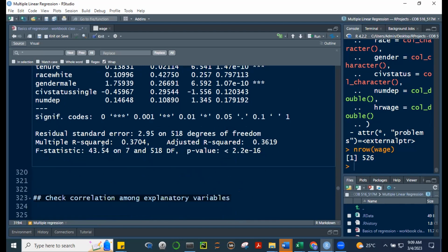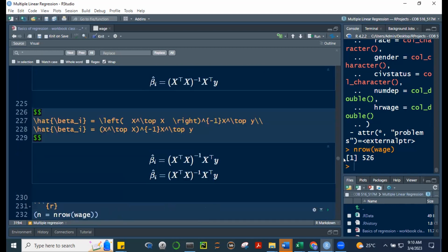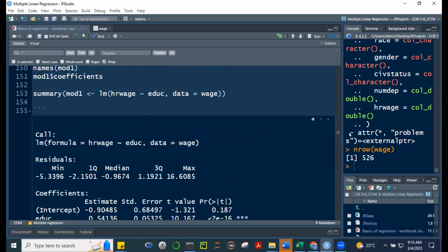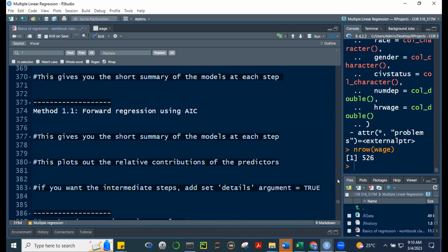This one. Multiple R squared and adjusted R squared. So what does this tell us? Our first model, the simple linear regression, has a multiple R squared of only 16%, 16.48, and an adjusted R squared of 16.32.